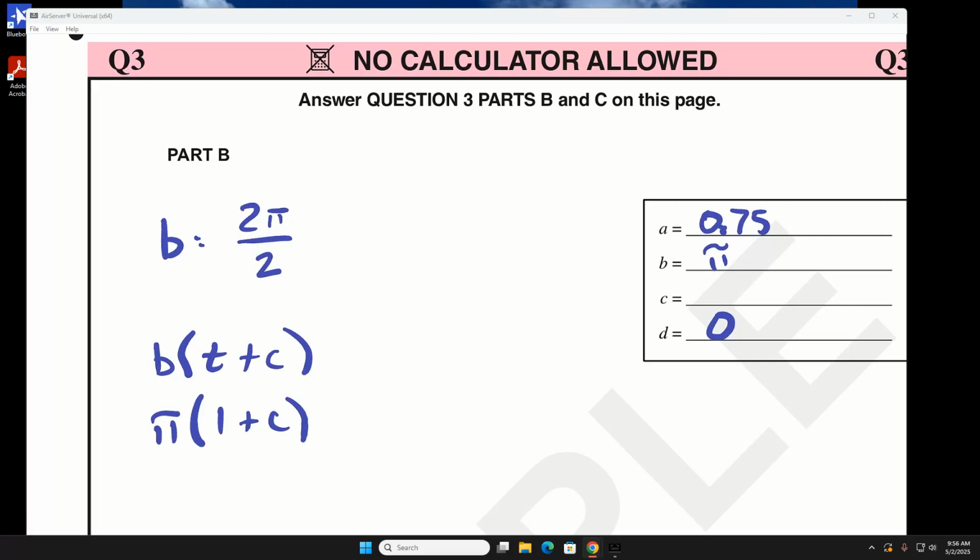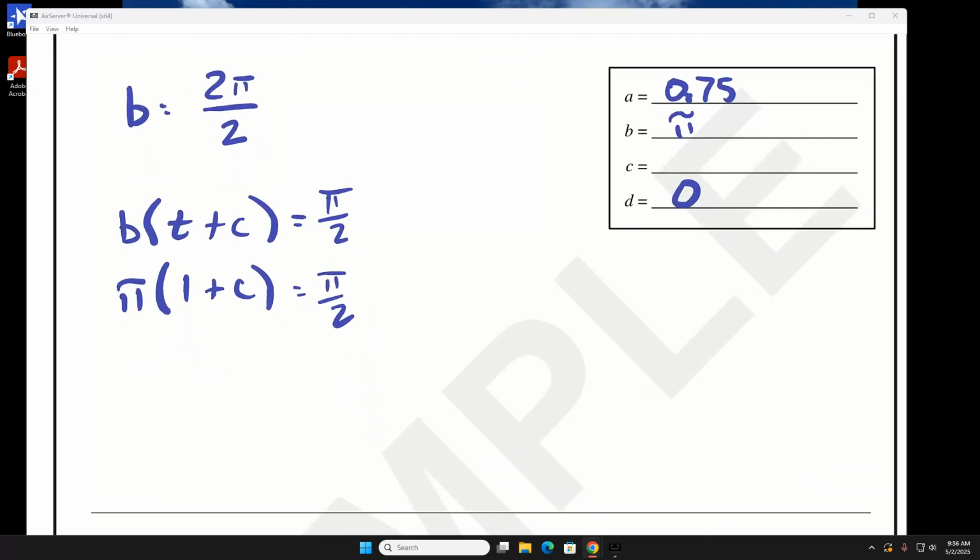Oh, I didn't finish this. What should this equal for sine? Pi over 2. Right, and then we're going to solve this for C. So what would you guys do first to solve this for C? Divide by pi.